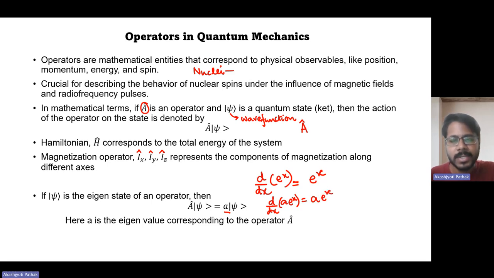So here what d by dx is? D by dx is an operator, and this is acting on the eigenfunction a e to the power x. And when this operator acts on this eigenfunction, we are getting an eigenvalue. This is a. A here is the eigenvalue, right? And e to the power x remains as e to the power x. So this is the eigenfunction. So that is what an operator is in quantum mechanics.